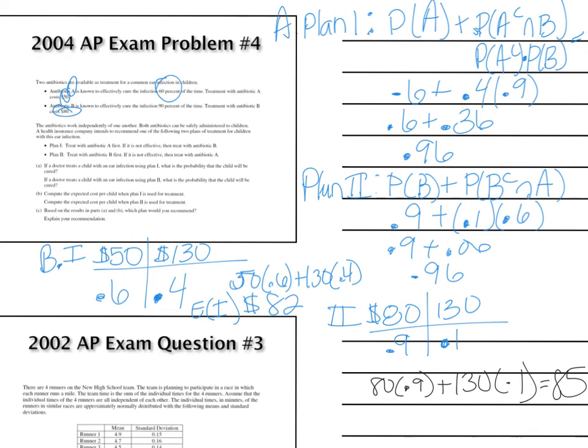And so part C, we have 2 expected values here, 85 and 82. Based on the results in part A and B, which plan would you recommend? So at this point, because the probability of curing the kid is the same no matter which plan you use, you would recommend Plan 1 because it is cheaper. Now to us, $3 is not a big deal, but when you're talking about an insurance company that has hundreds and thousands of patients, then $3 becomes a lot of money.